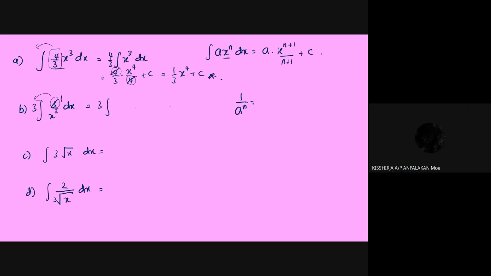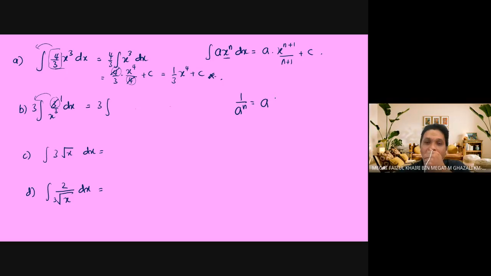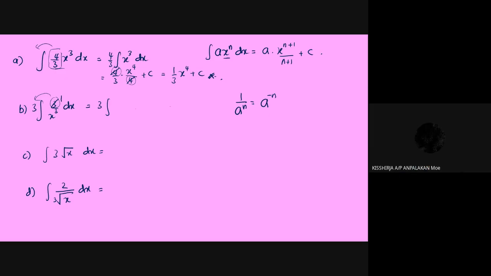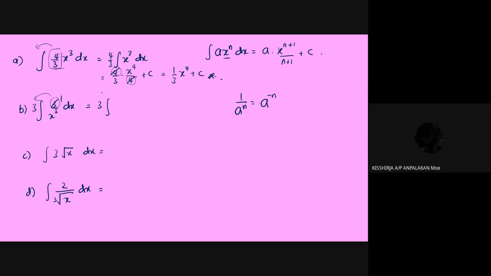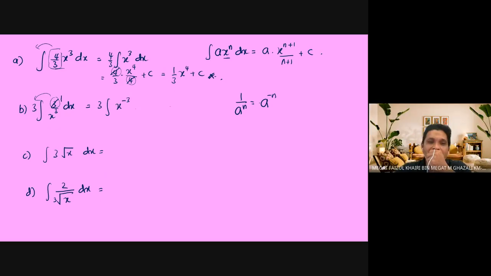A to the power of negative n. So implement this here: x to the power of negative 3 with respect to x, and then the 3 outside. Okay, integrate this now.